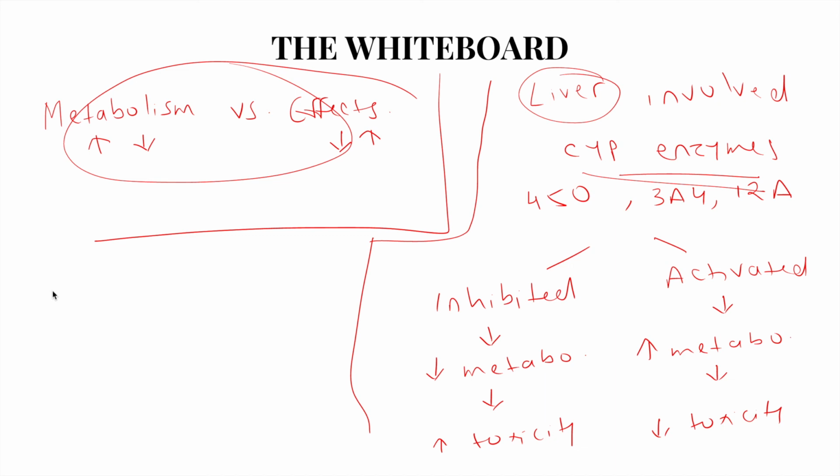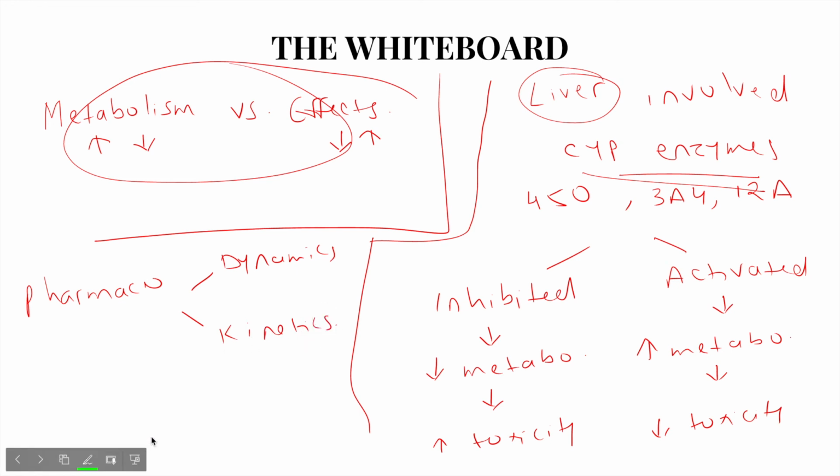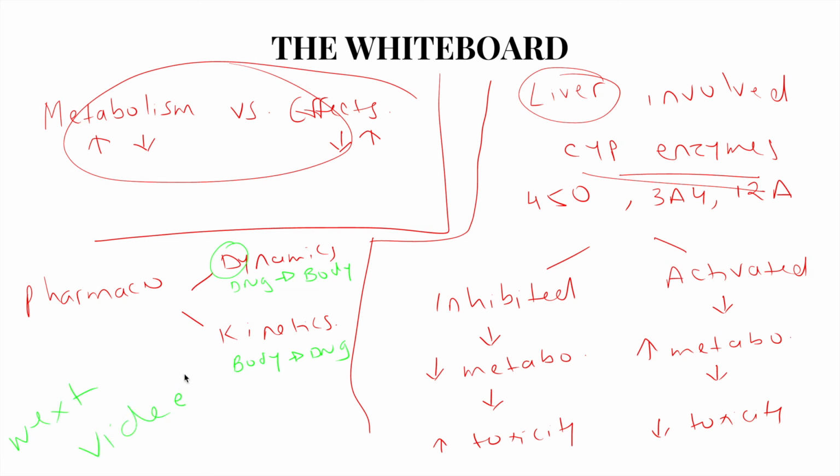And the last thing that I want to point out here is pharmacodynamics and pharmacokinetics are the number one mechanisms of drug-drug interactions. So, just trying to introduce our next video here, pharmacodynamics is what the drug does to the body, and the kinetic is what the body does to the drug. So we'll be talking about that in our next video to help us understand all of these concepts better.